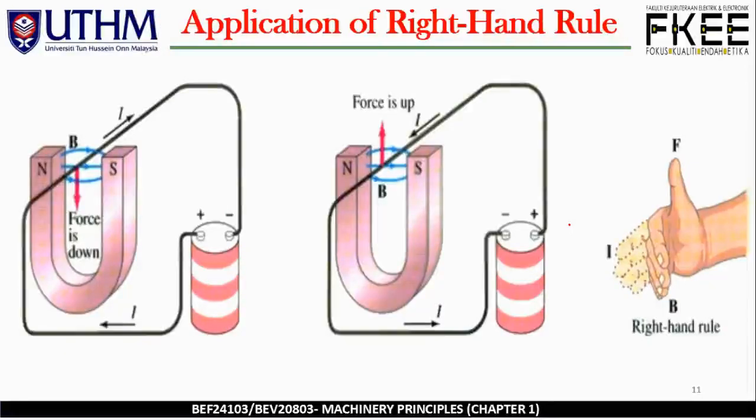Again, another application of the right hand rule. We have our battery pack over here, so we have the positive and negative terminal. This is the current direction flowing into the magnetic fields, N to S. By again applying the right hand rule, FBI, you will see that the force is moving downward.